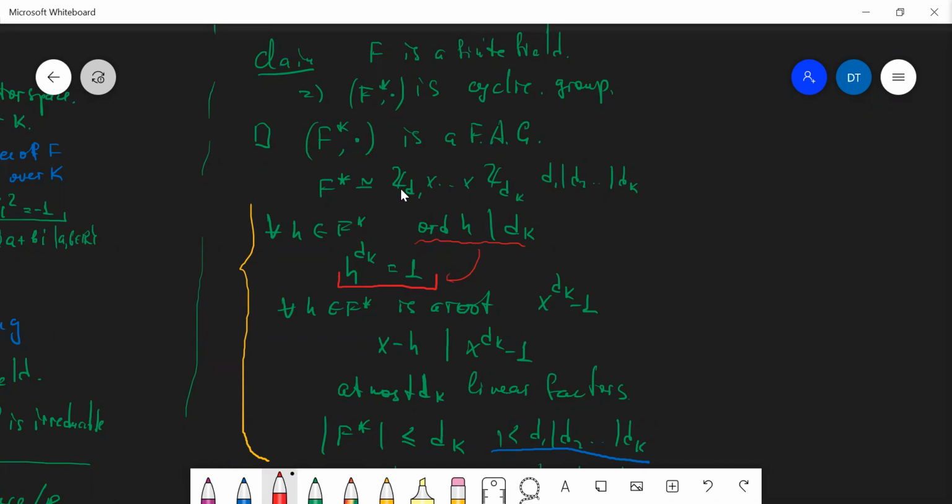So now we see that on the right-hand side, if you multiply by d_k, you will get 0. If you translate this to the left-hand side, this means that if you raise each element to the d_k, you will get the neutral element, which is 1.